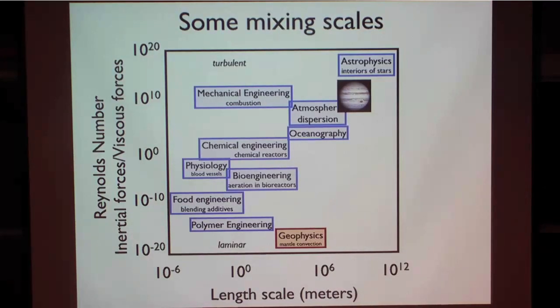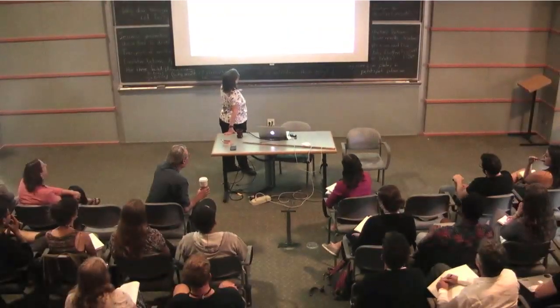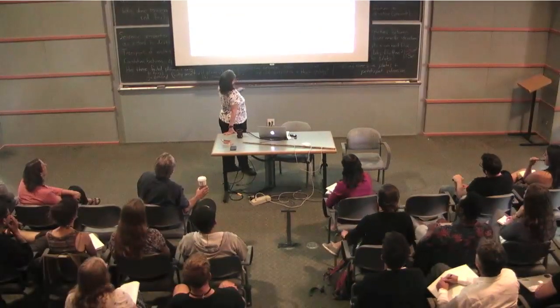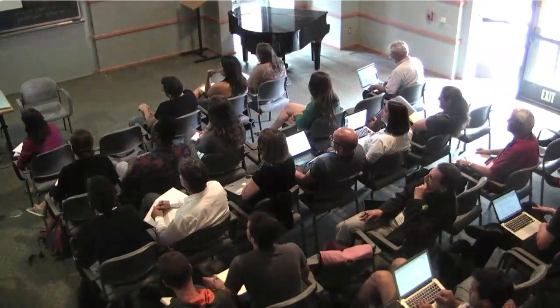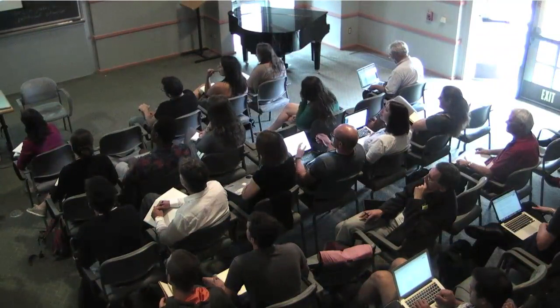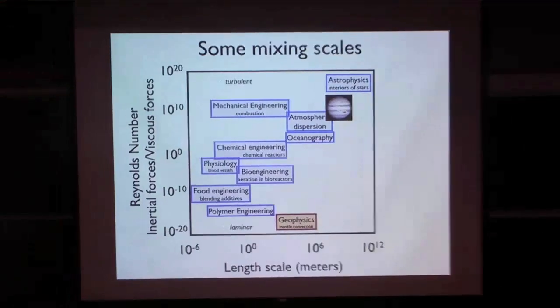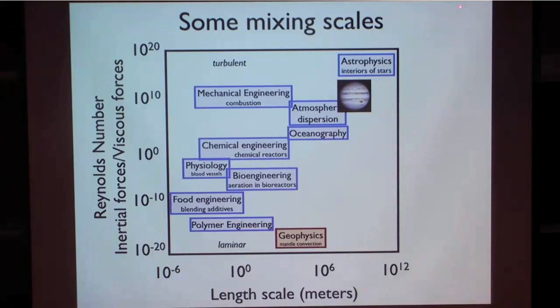Out of curiosity, where is the solar nebula mixing on this scale? Does it scale up to the right or down to the right? I think it's, oh gosh. Well, the length scale is really long, right? Yeah, huge. So it's way off. It's way off there, but the question is whether the inertial forces to viscous is high. I think it's high. High, okay. Thank you. But I don't know. Someone can correct me if I'm wrong about that.